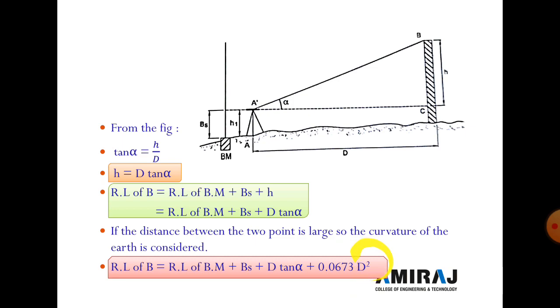So d is a horizontal distance, this one is in kilometers, we put it here. So the RL of point B we calculate by using this formula.